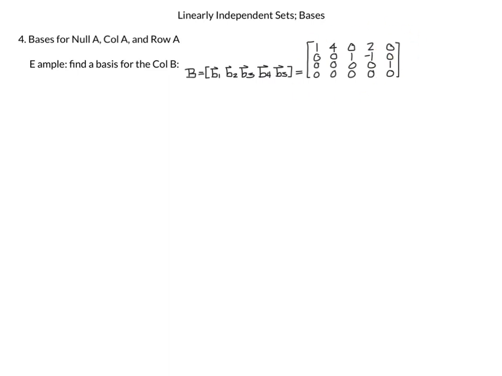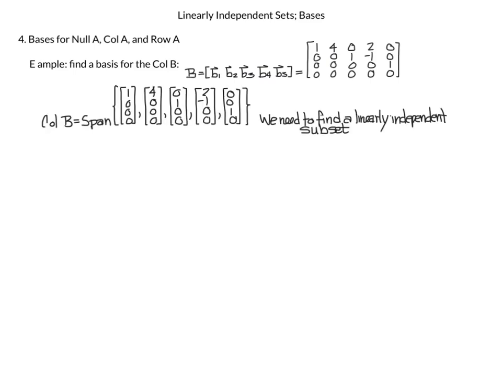So that's nice. This is already reduced for us. So what we want is a basis for the column space of B. So I'm going to write that out. The column space is the span of our 1, 2, 3, 4, 5 vectors. So we need to find a linearly independent subset. We know it spans the column space of B. We need a linearly independent subset.